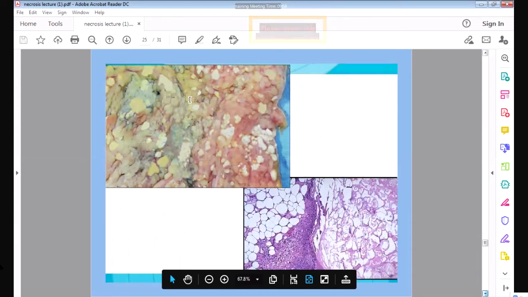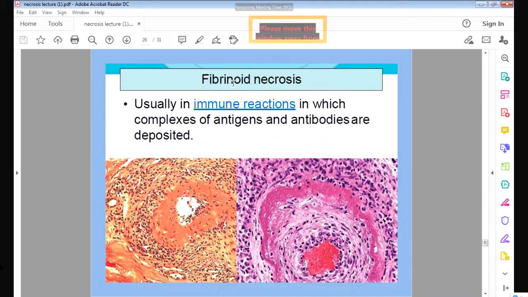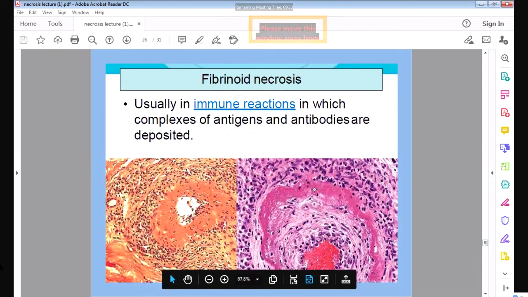And the final type of necrosis, you have fibrinoid necrosis. Fibrinoid necrosis is deposition of fibrin material. Fibrin is a protein which will be deposited in the blood vessel. Fibrinoid necrosis is especially present in the blood vessel. Now it is an immune reaction. What do you mean by immune reaction? You will learn in your microbiology, there are antigens and antibodies. In the body, these antigens and antibodies will combine, and they will be deposited in the wall of the blood vessel in the form of pink material, and this is called fibrinoid necrosis. So you can see this is the blood vessel. This is the lumen of the blood vessel.